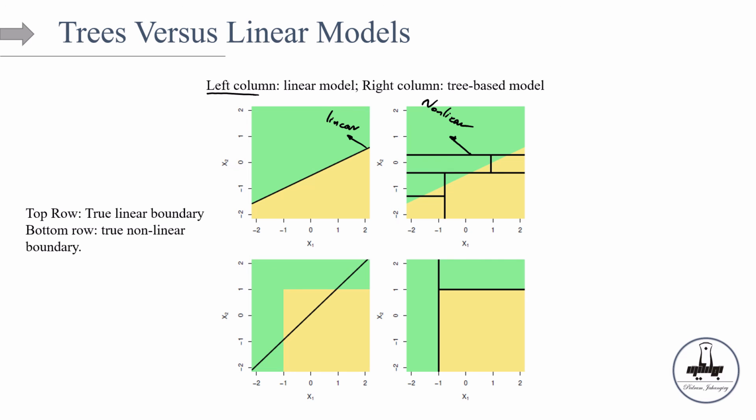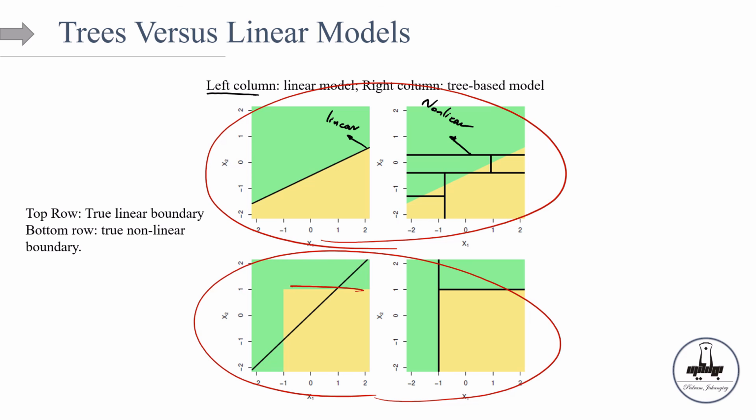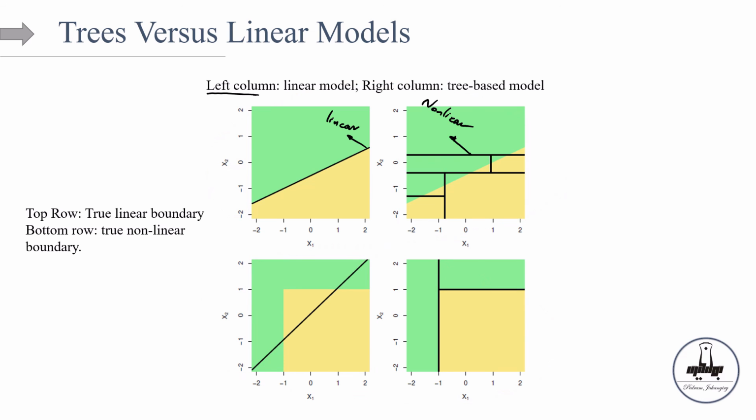Then for the top row, look at the background color. Here we have green versus yellowish, right? So the background color shows that there's a true linear relationship in the top row. If you focus on these top row boxes, there is a true linear relationship. However, in the bottom row, there is a true nonlinear relationship. Okay. So what is the takeaway?